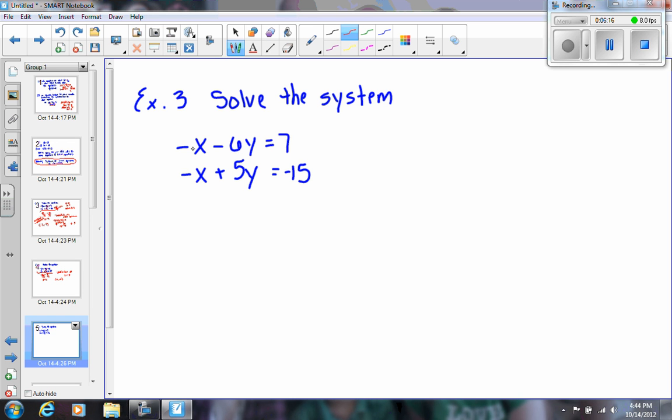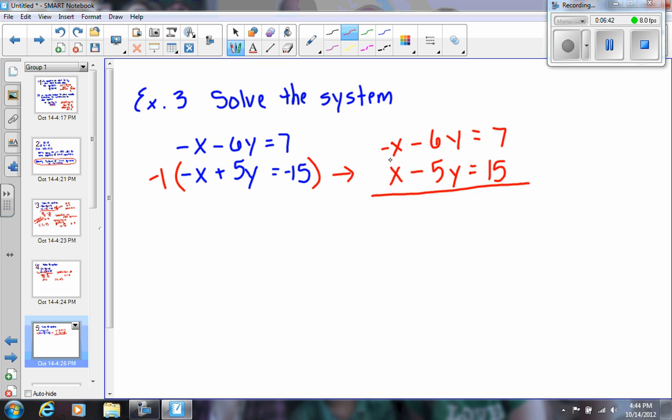So what I can do, actually I can subtract the equations, but what I prefer to do is to think of multiplying this equation by a negative 1. And when I do that, I get a positive x, a minus 5y, and a positive 15. My top equation is not going to change. I'm going to leave that alone. Now I can add the equations together, and when I do, the x's drop out. I get negative 11y equals 22, so y equals negative 2.